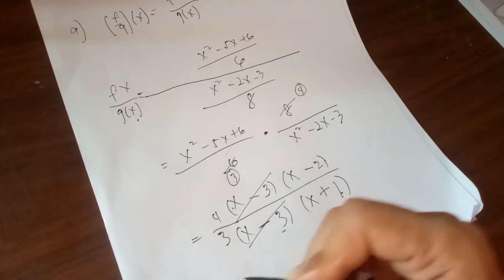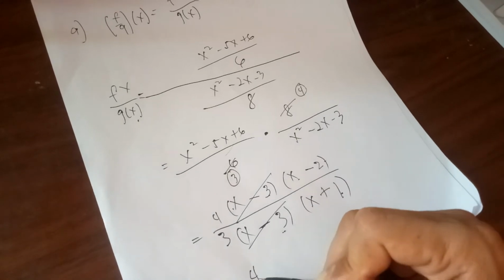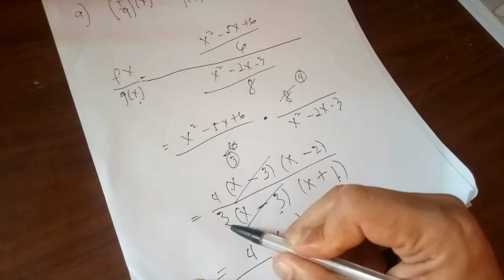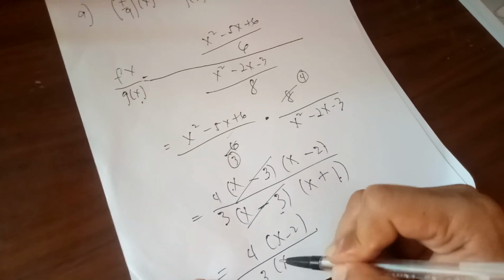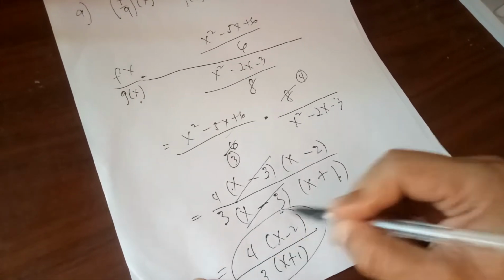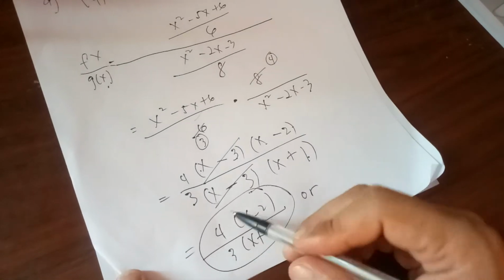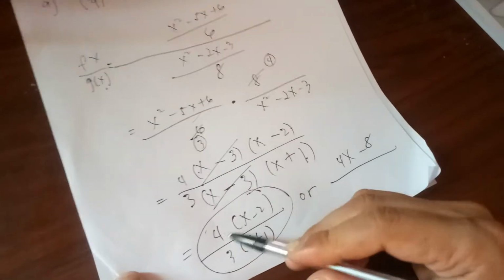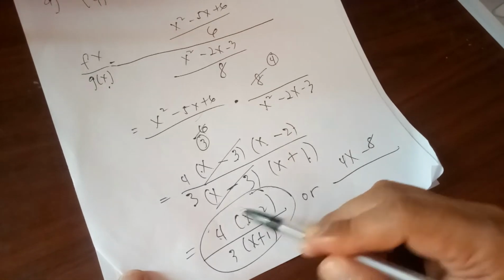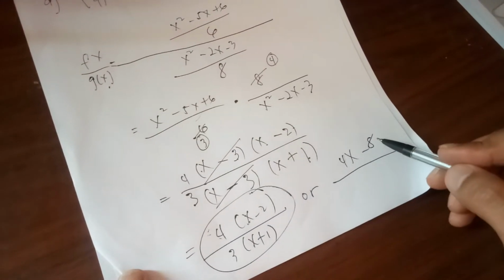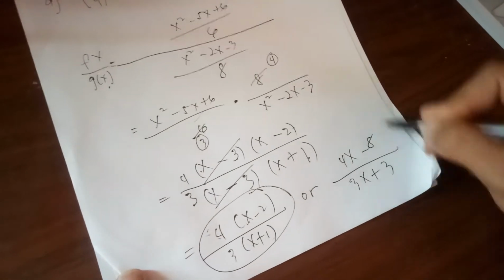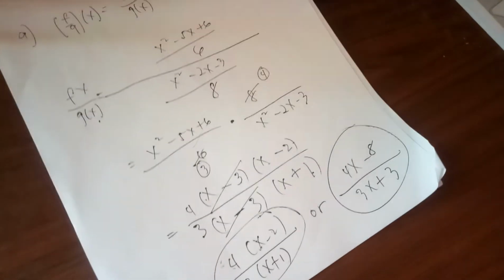Yes, cancel x minus 3. And therefore, this is 4 times x minus 2 over 3 times x plus 1. This can be your answer. Or if you want to expand, 4x minus 8. 4 times x, 4x, and 4 times negative 2, negative 8. Similar with the denominator, this is 3x plus 3. Any of this can be your answer.